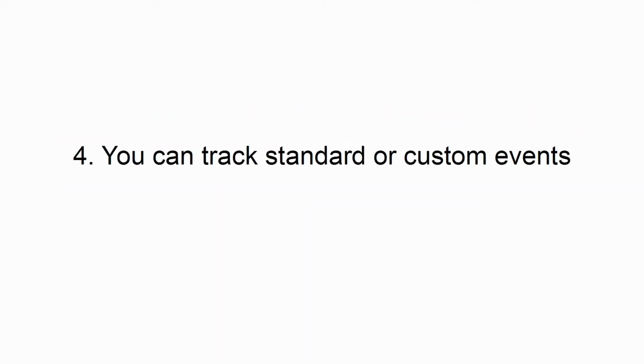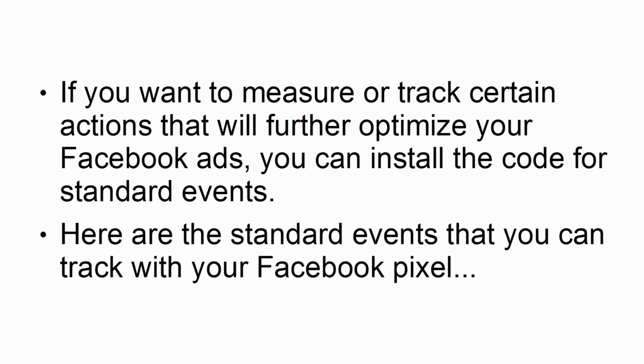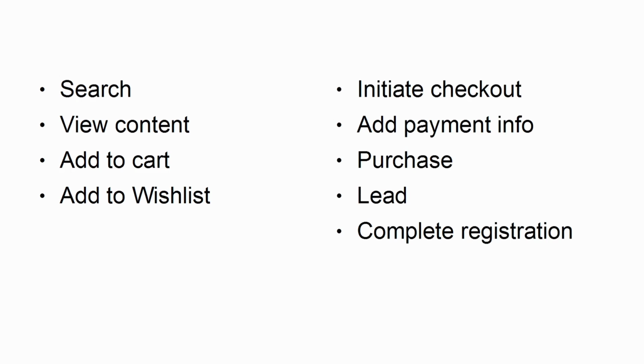4. You can track standard or custom events. If you want to measure or track certain actions that will further optimize your Facebook ads, you can install the code for standard events. Here are the standard events that you can track with your Facebook Pixel. Search, view content, add to cart, add to wish list, initiate checkout, add payment info, purchase, lead, complete registration.